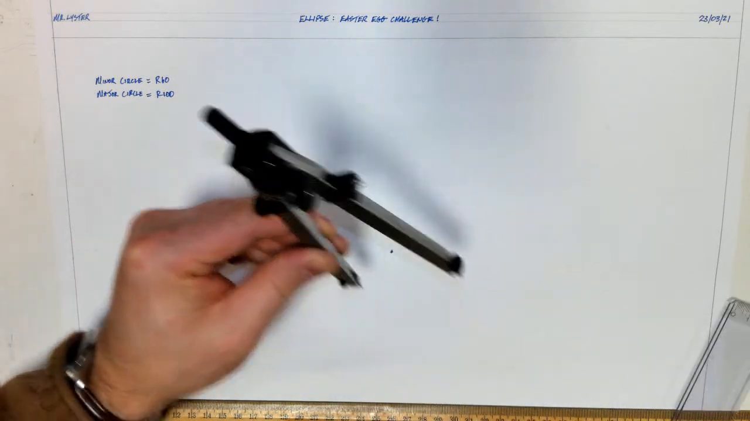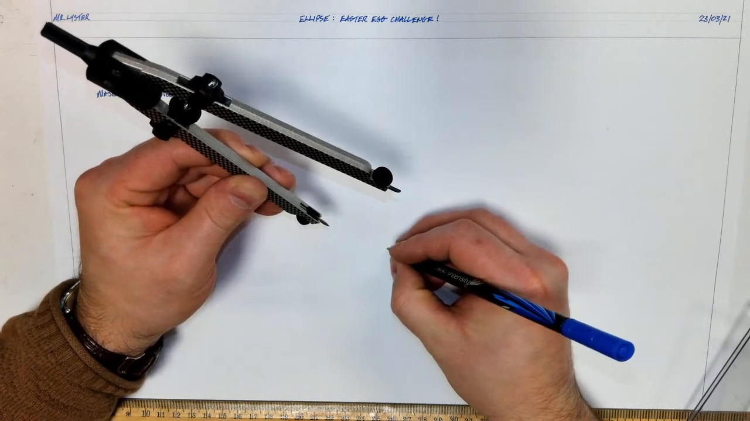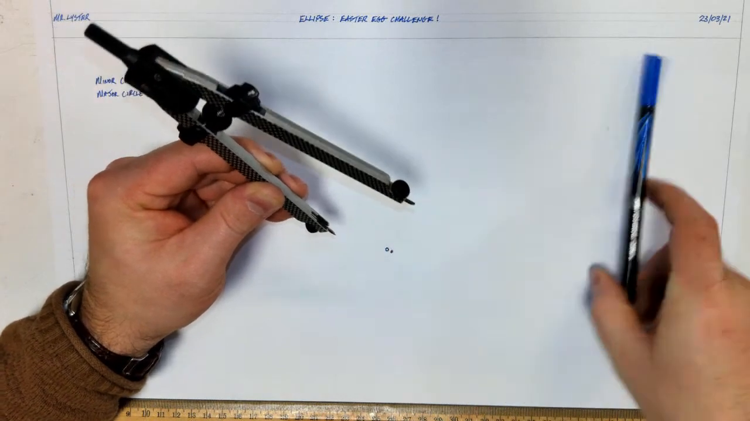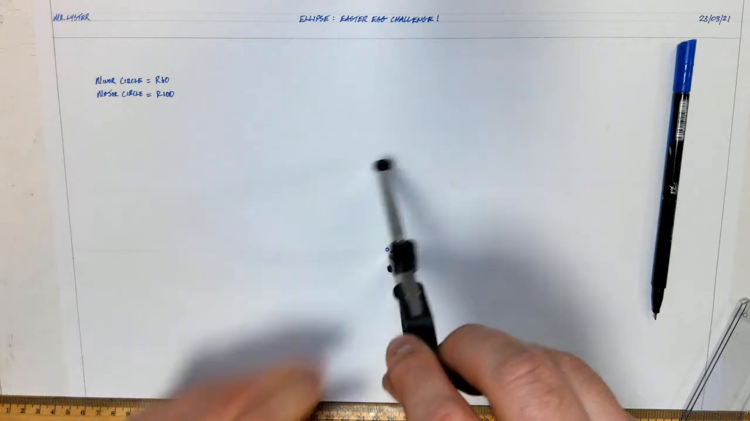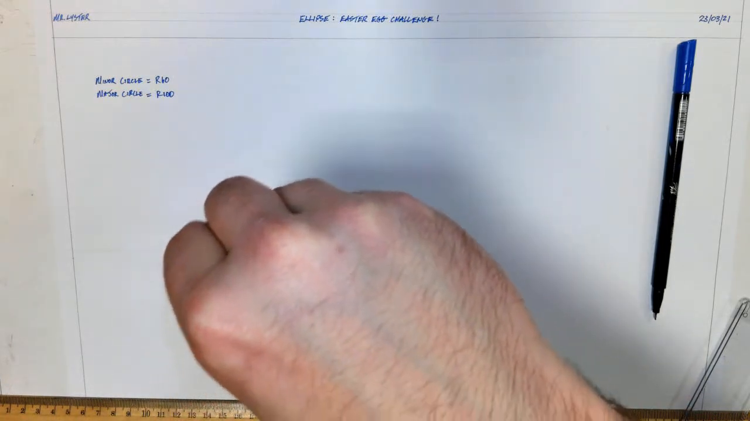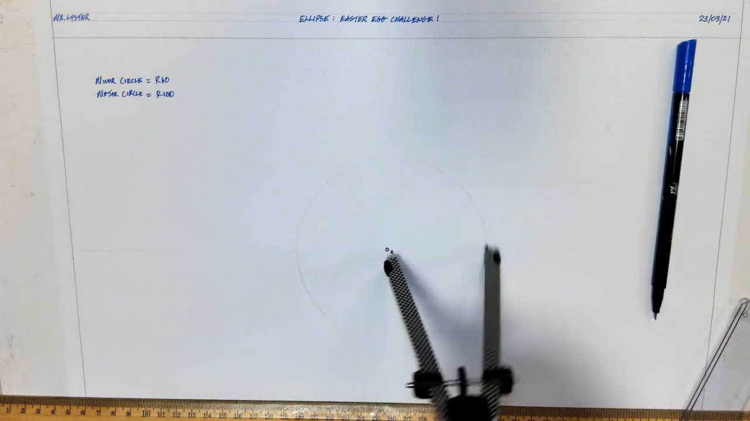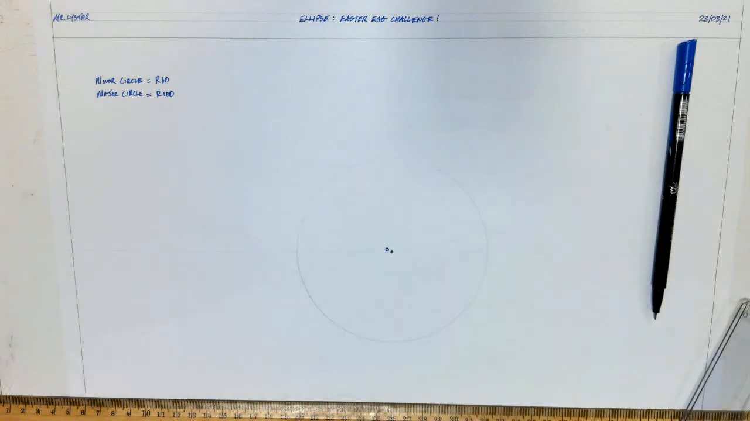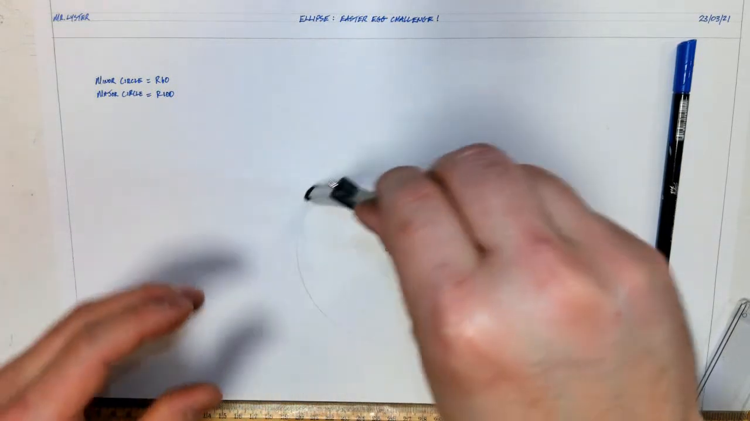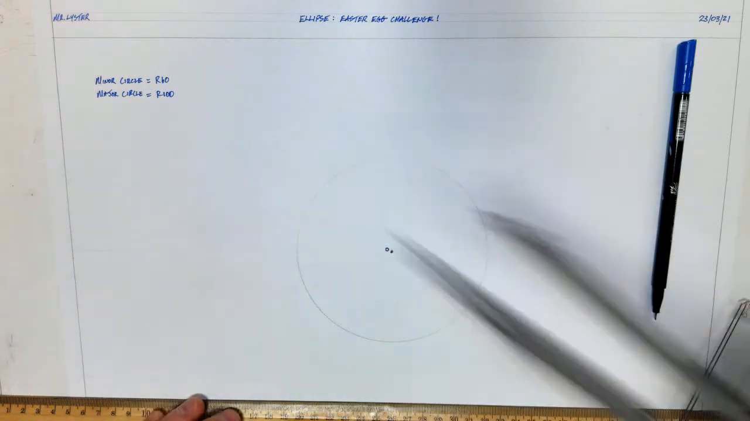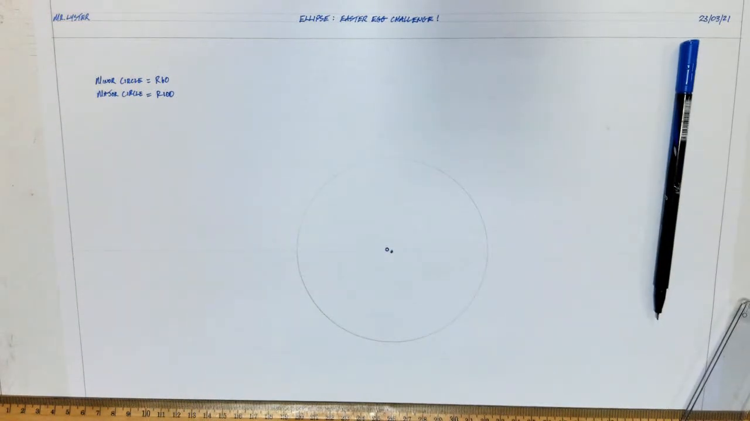I'm going to label my center point, point O. So I'm going to place the needle of my compass at point O, and scribe a circle. I'm going to try and keep the circle light but visible for you guys at home, okay? So there's my minor circle.